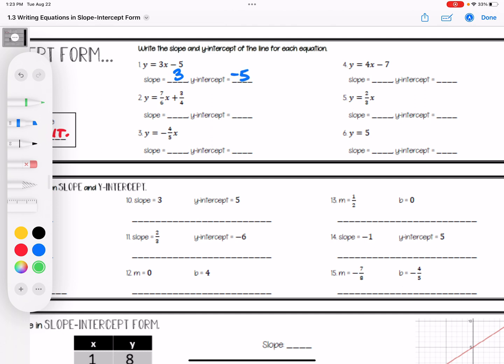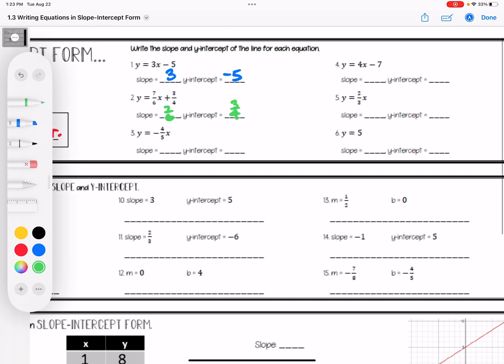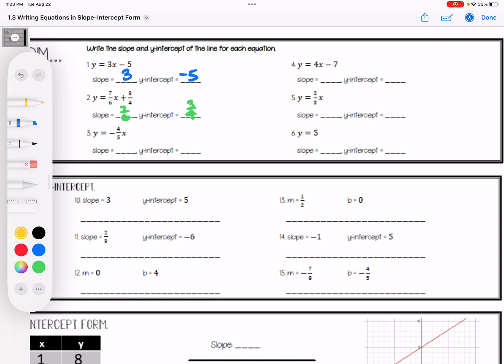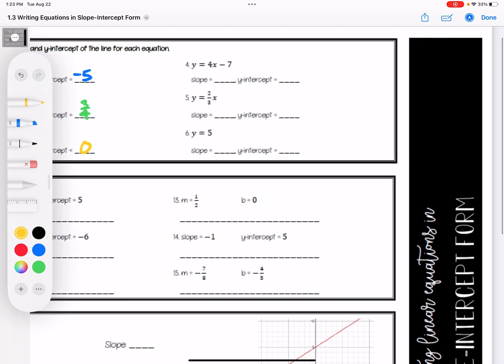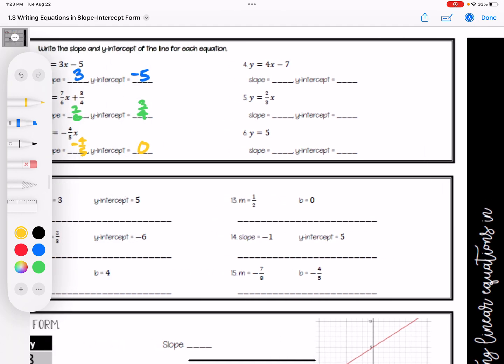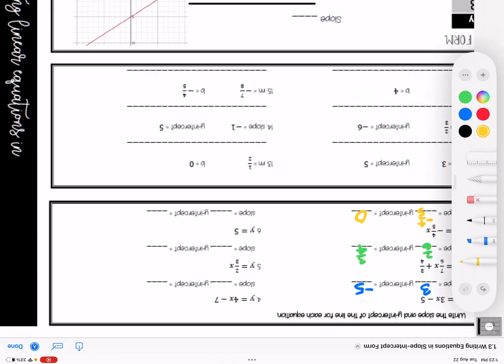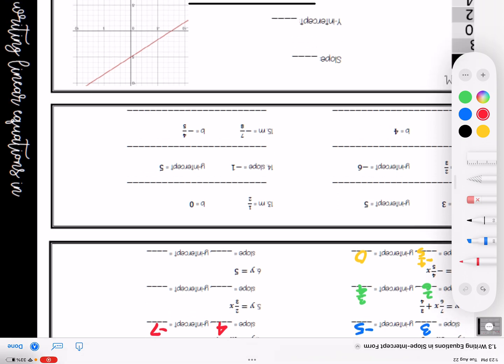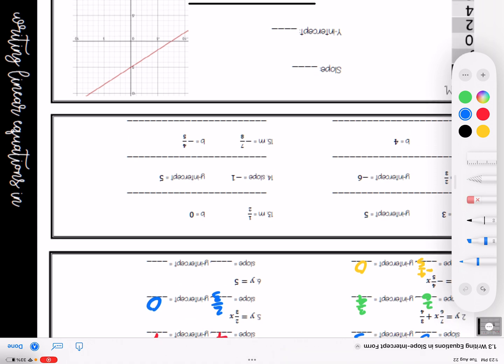And there we go. So here, slope is 7 over 6, and the y-intercept is 3 over 4. For the next one, slope is negative 4 over 5, and because there's no intercept listed, then we say it's 0. Okay? This one has slope of 4, y-intercept of negative 7. And then we have a slope of 2/3. Again, no intercept listed, so it is 0. This one is y equals 5, so it's like saying 0x plus 5. So my slope is 0, and the y-intercept is 5.